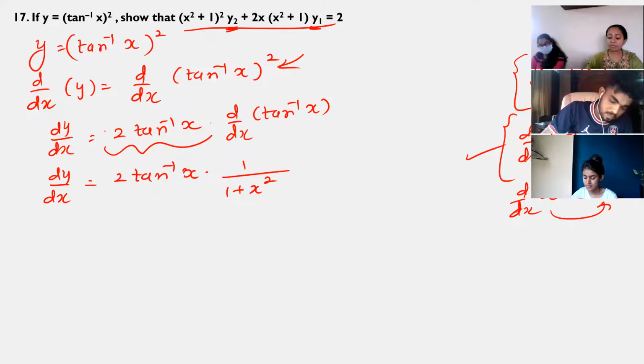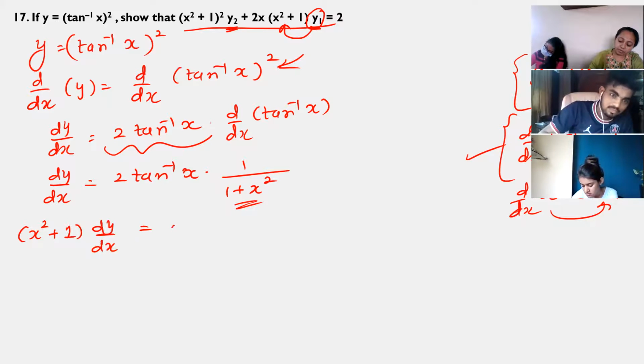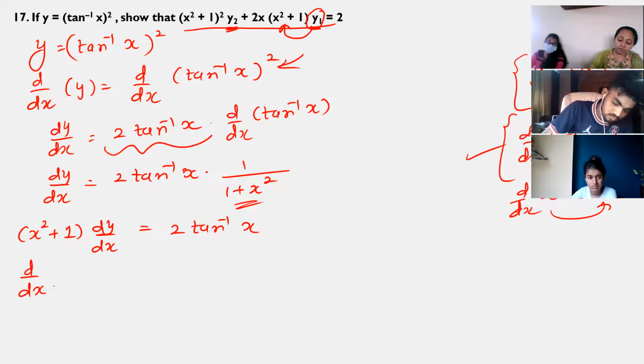But now if you see, we can write it as y1 also. And you can see that this y1 is multiplied with x square plus 1. X square plus 1 is nothing but this part only. Let's take this x square plus 1 to that side. So it will be multiplied. x square plus 1 dy by dx is equal to 2 tan inverse x. Again, I want the second order derivative also. Taking the second order derivative, one more time, doing differentiation on both sides.